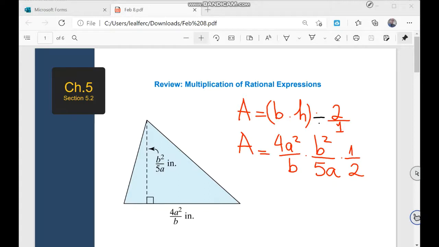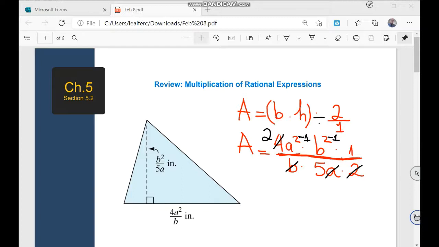1 over 2. All right, now we can put together all the numerators on the top, multiplied, and all the denominators on the bottom, multiplied. Right? And the last step is to factor out and simplify. Check this, we can simplify 4 with 2. 4 divided by 2 is 2. We can simplify this b with b squared. We subtract 1 from the exponents. We can simplify this a with a squared and subtract 1 from the exponents.